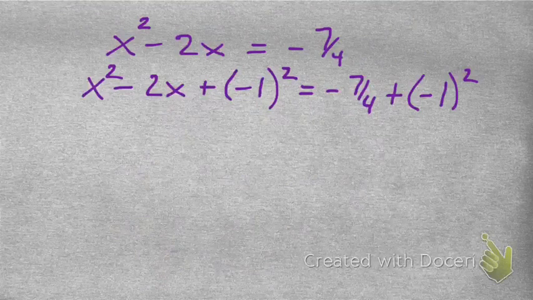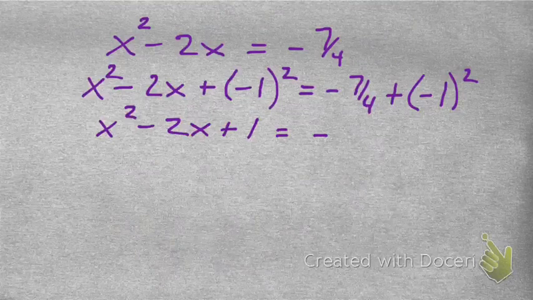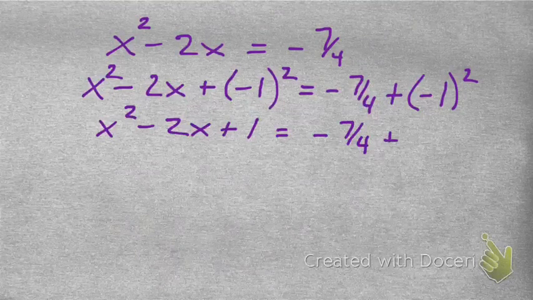After doing this, we can factor the left-hand side. I like to cut to the chase, but we'll take it in slow motion. -1 squared makes +1. On the right-hand side, I can work to simplify. -1 squared, again, is +1.